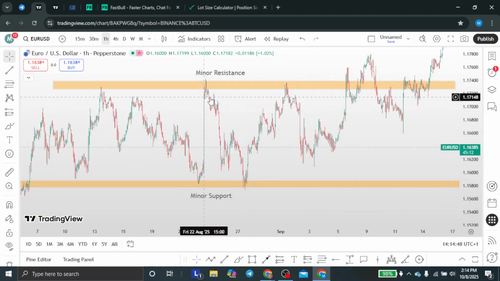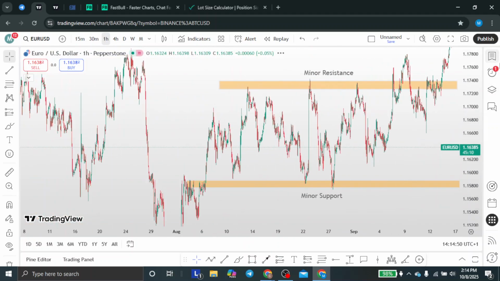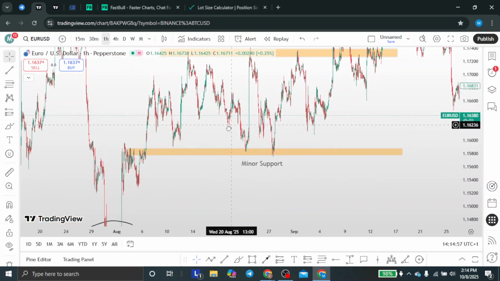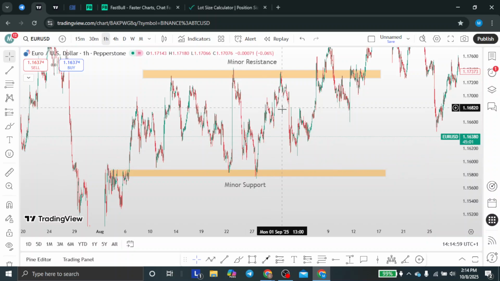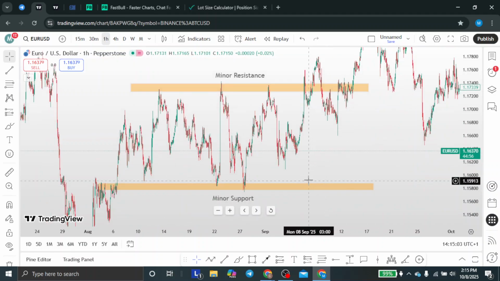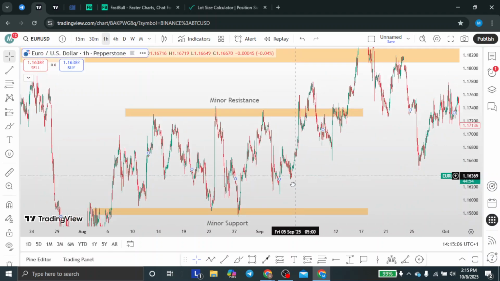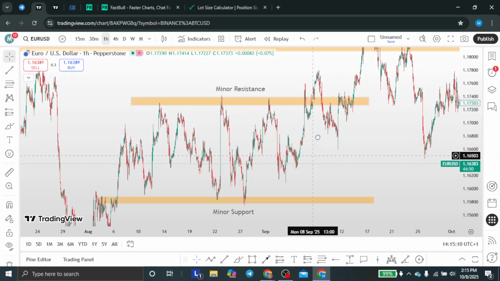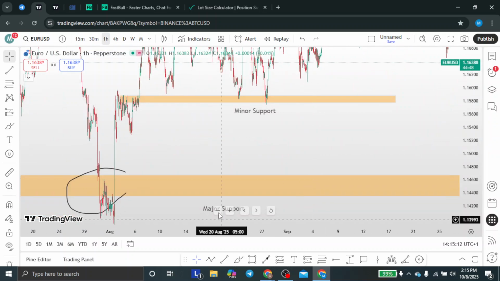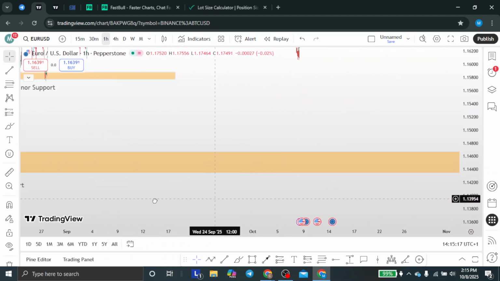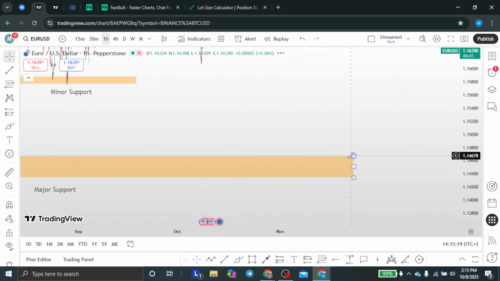All these minor zones are like a place the market needs to break or rest on in order to either continue its direction or reverse from it. You understand? So minor zones are not as strong as major zones. The major zones are the stronger ones we always want to look out for.